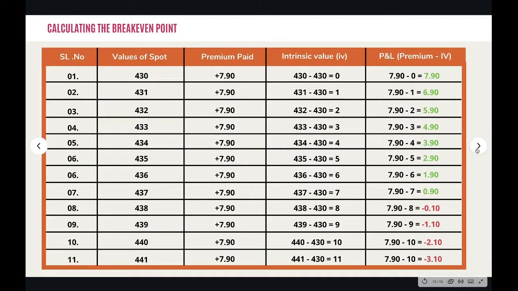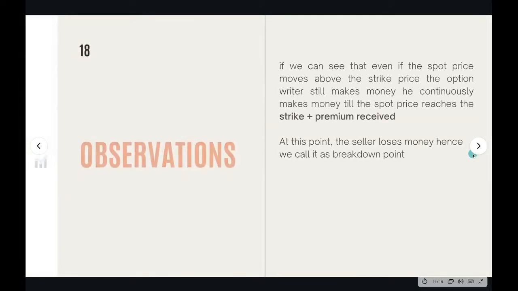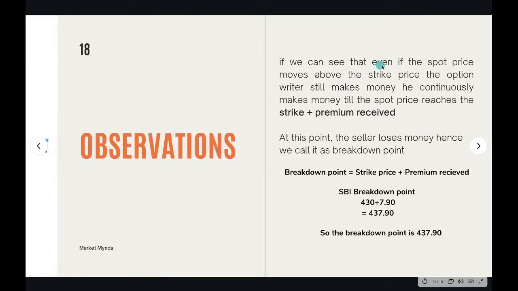Okay, now let's move to the next slide. Now the observation: we can see that even if the spot price moves above the strike price, the option writer is still making money. He continuously makes money until the spot price reaches the strike plus premium received. At this point, the seller starts losing money. Hence, we call this the breakdown point. So we all know what a breakdown point is. It is similar to the break-even point, but here we call it the breakdown point. So the breakdown point is equal to strike price plus premium received.